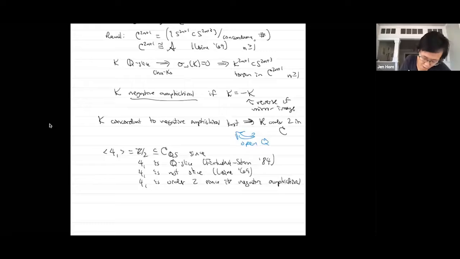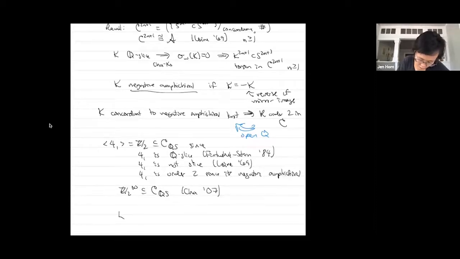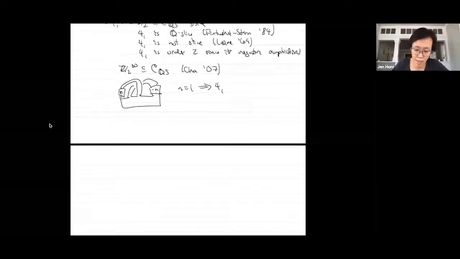And in fact, you can generalize this. You can actually find a Z mod 2 to the infinity subgroup in this subgroup of rationally sliced knots. This is due to Cha. And the picture is just the following. Take this knot and put n twists here and minus n twists here. Notice that if n equals 1, this gives you the figure 8 knot.